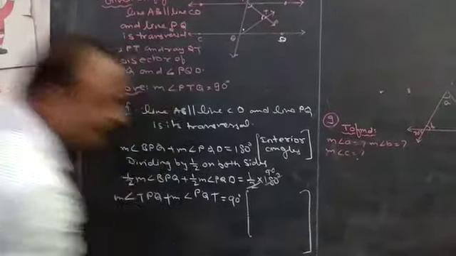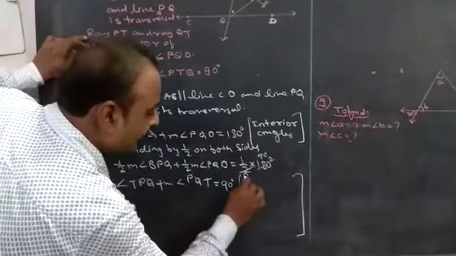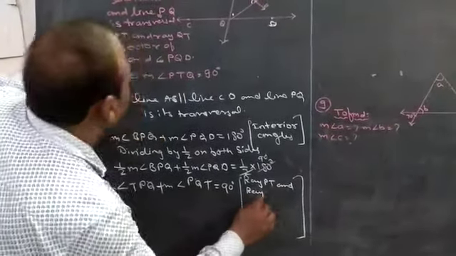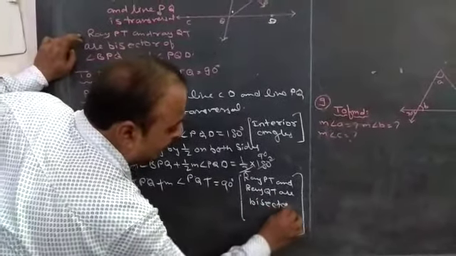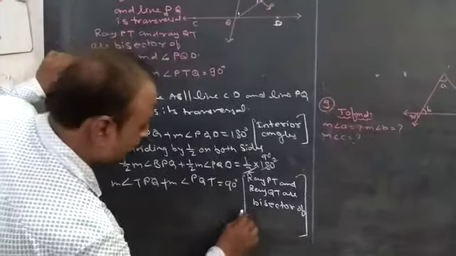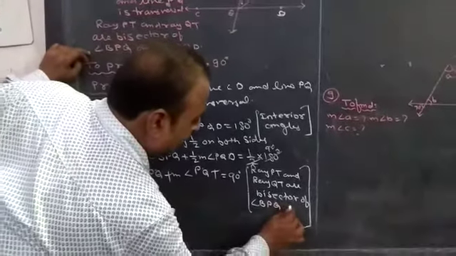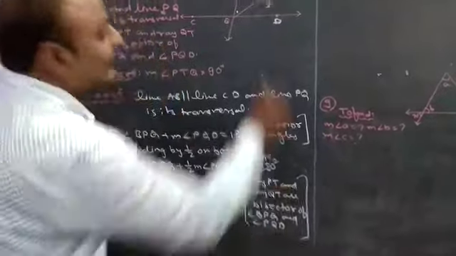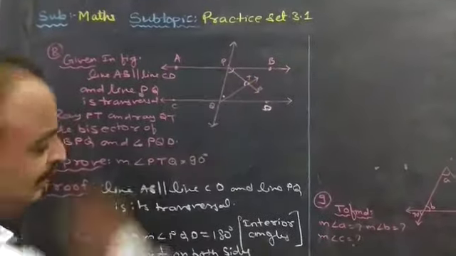Now you have to state the reason why we have taken this half angle. Because ray PT and ray QT are bisectors of angle BPQ and angle PQD. That is the reason. You can take half of either angle. Whichever you need, you can take; here I needed this one, so I took it. Now I am going to call it equation 1.